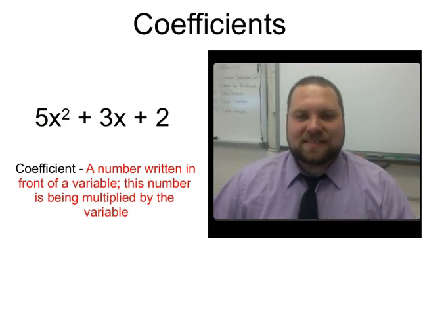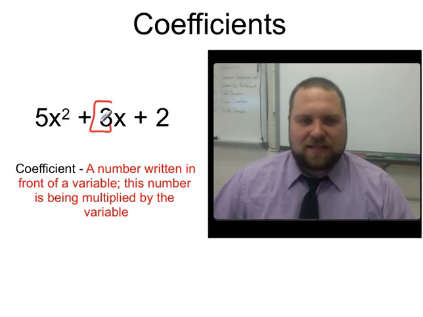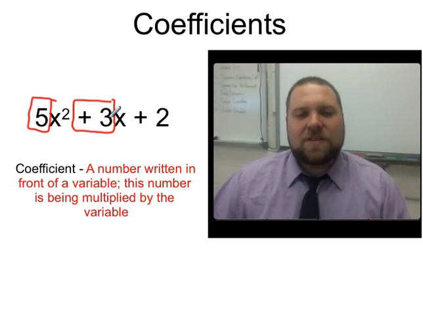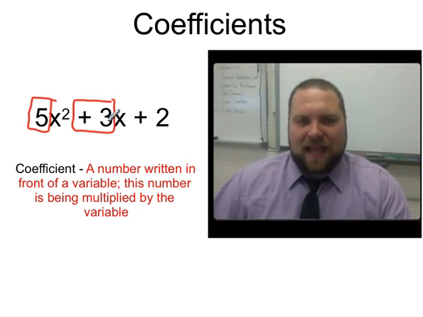We also have these things that are called coefficients. And there are 2 coefficients in this. In fact, let me do something a little more clear. We've got a coefficient right there and a coefficient right there. Coefficients are numbers written in front of variables, and what this means is to take that number and multiply it by the variable. So this coefficient of 3 with the x, this literally means 3 times x. This 5 in front of the x squared means 5 times x squared.